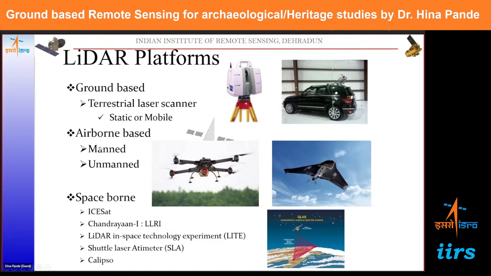We can have airborne sensors that can be manned, that is, if I place it on an aircraft. They can also be unmanned if you place it on a drone, etc. Laser sensors are also available on spaceborne systems. A few examples are the ICESat. Chandrayaan-1 had the LLRI. Then there are several others like the GLAS, CALIPSO. The recent one is GEDI, which is placed on the International Space Station, and it gives us full waveform data. ICESat-1 also gives us full waveform data. Currently, ICESat-2 is operating.